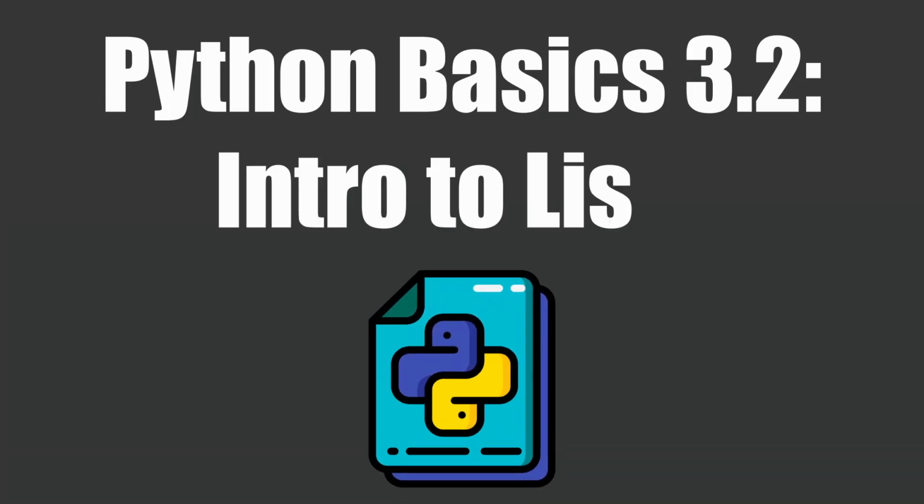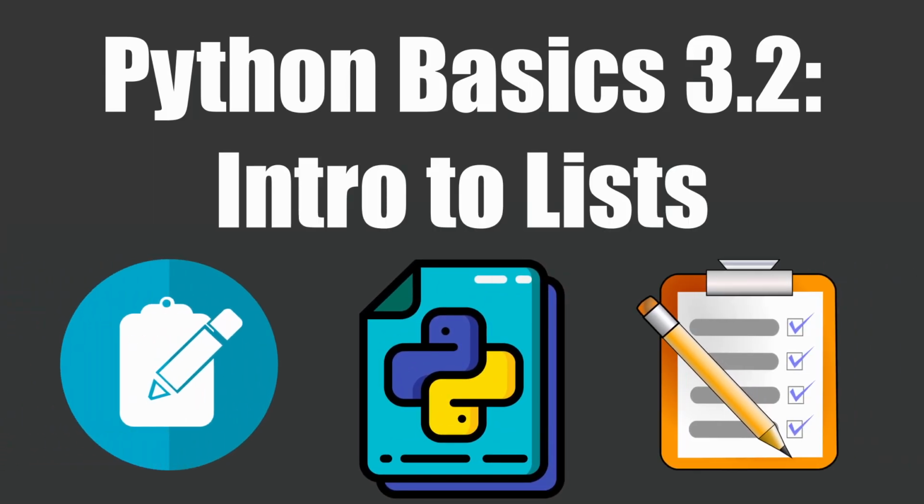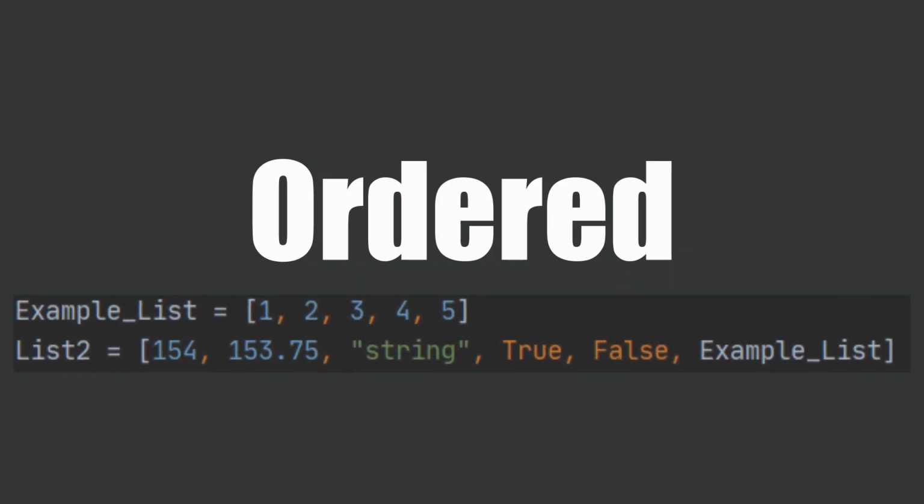Hey guys, so today we're going to be going over another data type, lists. Lists are basically a collection of data which can then be used to store basic data types. So let's go over some of the properties of lists. For one, they are ordered, meaning that lists have a defined order which can't really be changed.